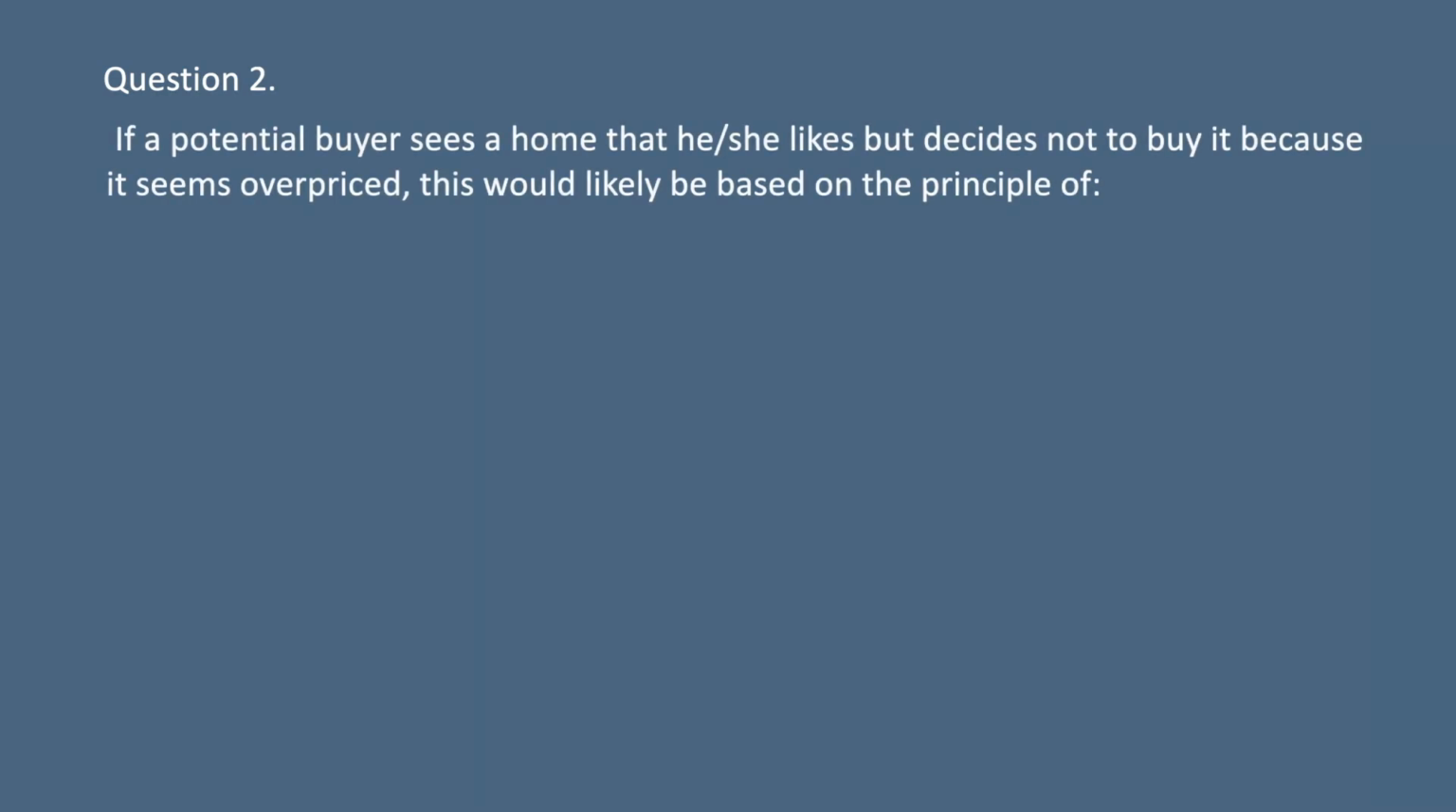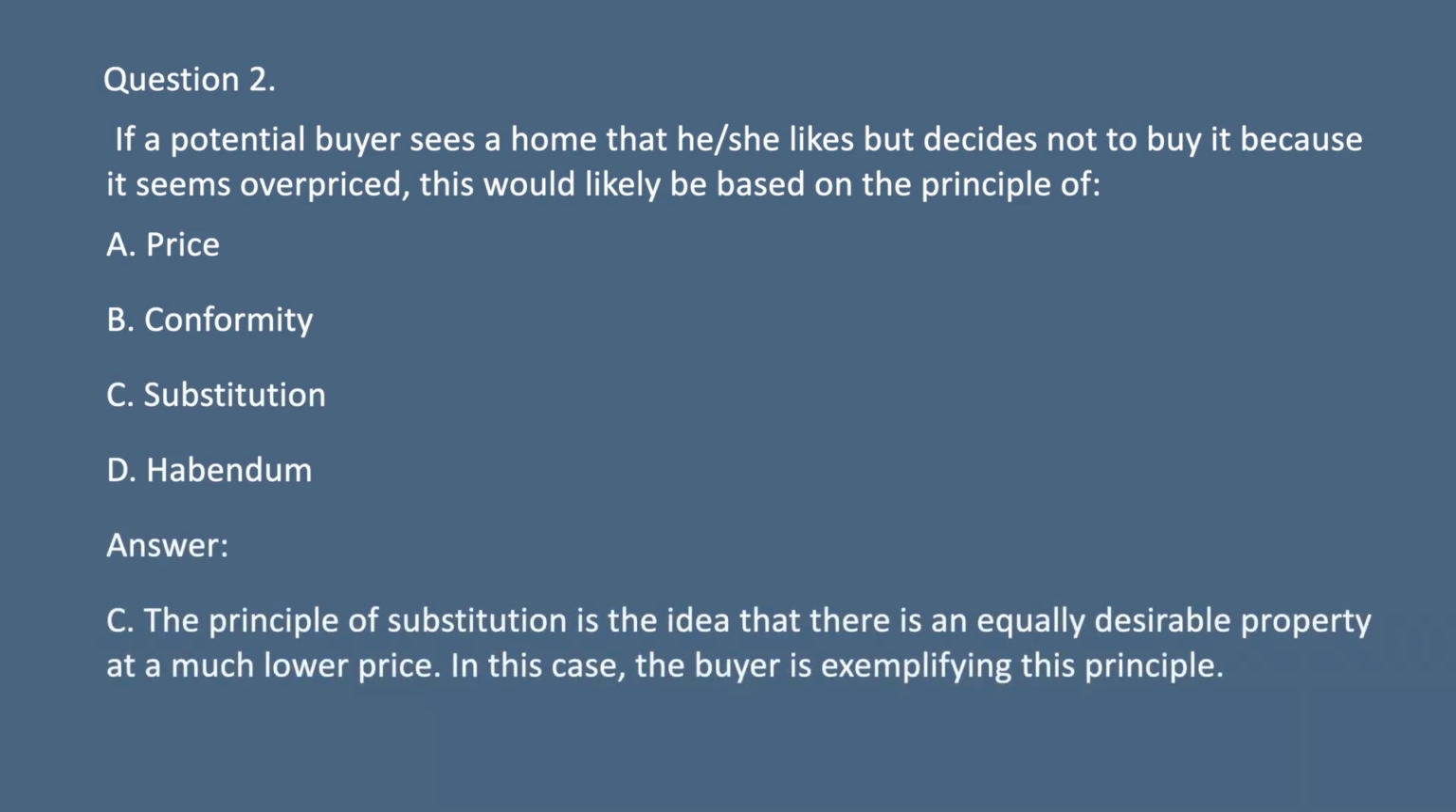Question 2. If a potential buyer sees a home that he or she likes but decides not to buy it because it seems overpriced, this would likely be based on the principle of A. Price. B. Conformity. C. Substitution. D. Habendum. Answer. C. The principle of substitution is the idea that there is an equally desirable property at a much lower price. In this case, the buyer is exemplifying this principle.